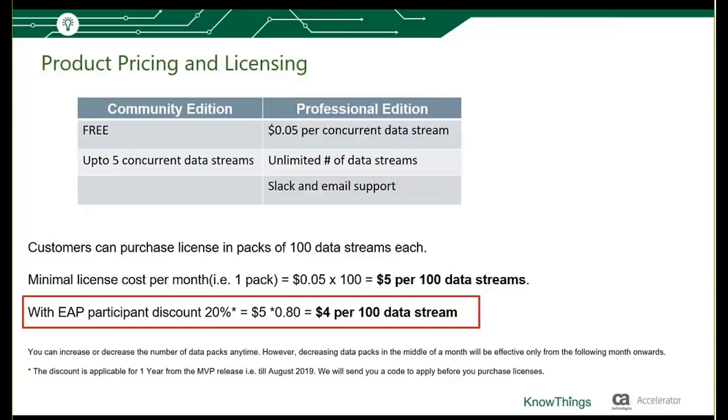And customers can purchase the product in packs of 100 data streams. So each pack costs essentially $5 per data stream for any customer. And with the EAP discount of 20% for the first calendar year, you'd get it at $4 per data stream. It might sound like a cliche, but if you think about that, it's probably comparable to or even less than a Starbucks that you might buy.